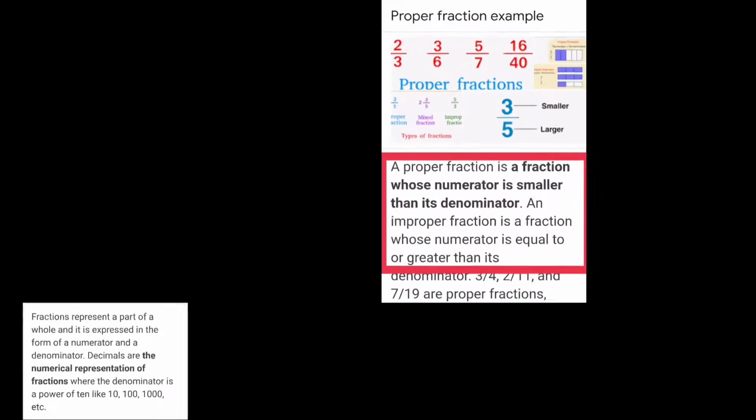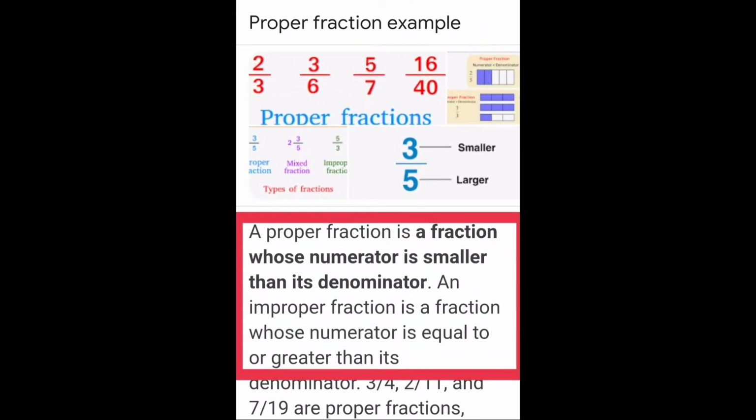Now we will discuss proper fraction. A proper fraction is a fraction whose numerator is smaller than its denominator, whereas an improper fraction is a fraction whose numerator is greater, like 7/5.